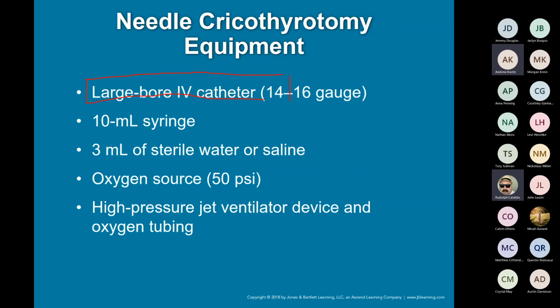You'll also want a 10 ml syringe, and that's important because you can put the syringe on the back of the needle, which gives you something to hold on to instead of just using the needle itself. Some sort of oxygen device, absolutely. And then a means to breathe for the patient, whether it be that jet ventilator device or just a BVM in general.